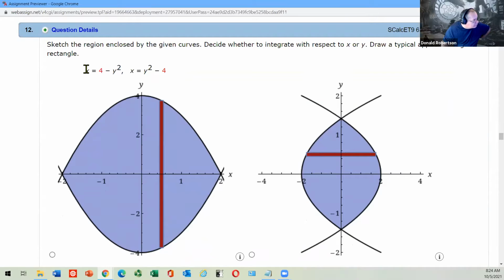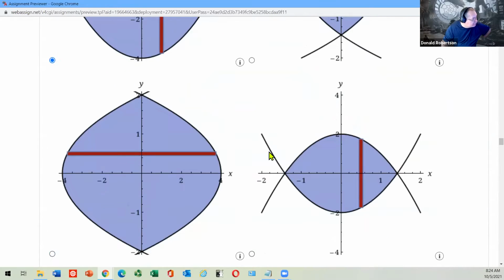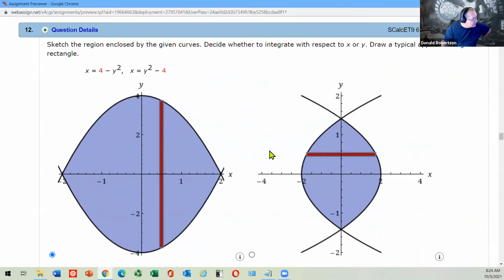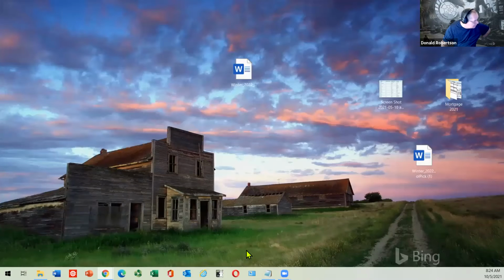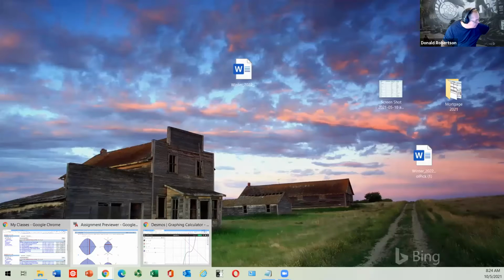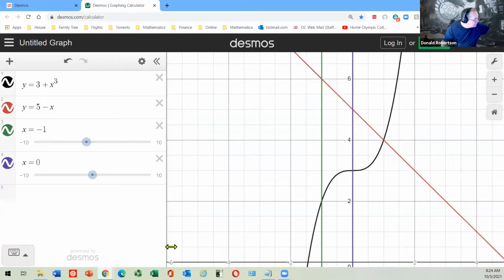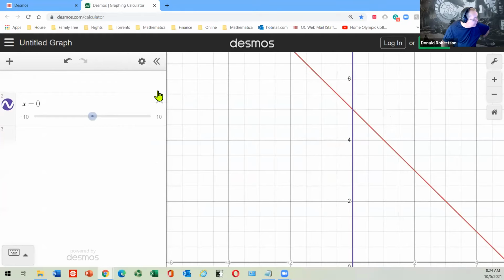Okay, here is one that's orientated in our direction. Can you see it's x equals 4 minus y squared, and y squared minus 4? And one of these pictures is going to look like it. I think I should be able to do that one. Let's move that out of the way. Okay. Let's kill these guys off.